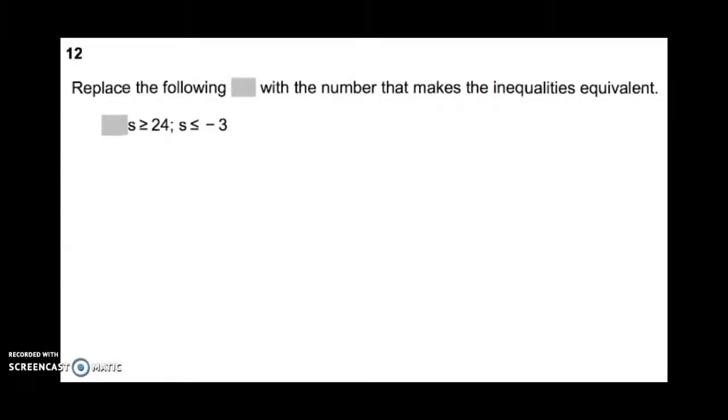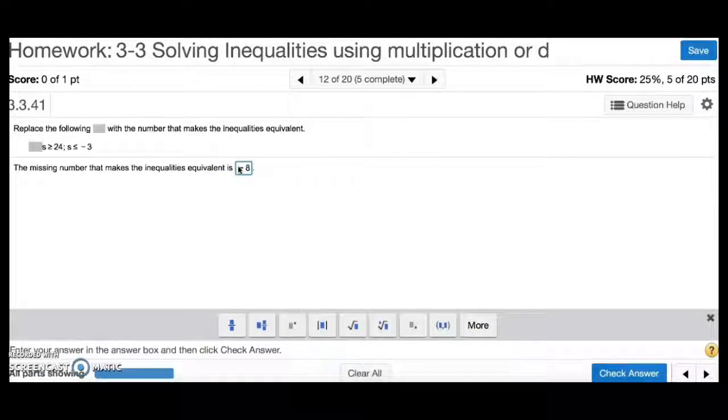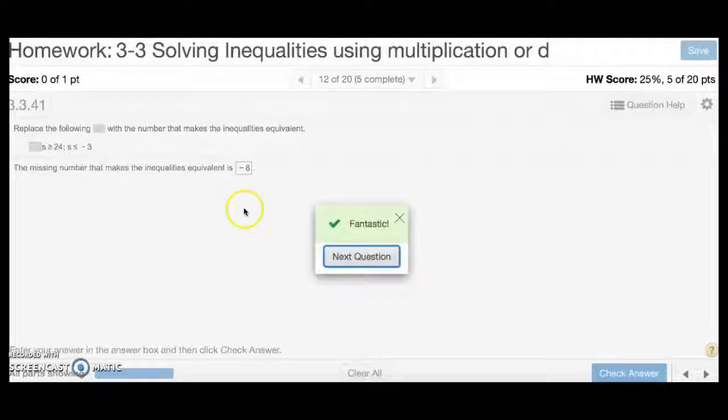So let's type it in. So typing it in, we have negative 8 for number 12.